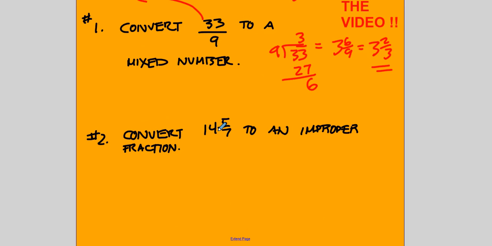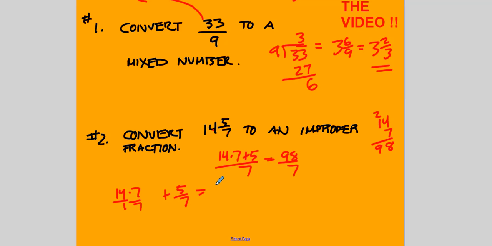So now convert 14 5/7 to an improper fraction. Well, what I do is I take 14 times 7 plus 5 over 7. 14 times 7: 4 times 7 is 28, carry the 2. That's 7 and 2 is 9. So that's 98 over 7. Again, you could have done it this way, or think of it this way. This is why the other way works. The least common multiple of 1 and 7 is 7. So I'm taking 14 times 7 plus 5, which is what I did here, which is 98 over 7.